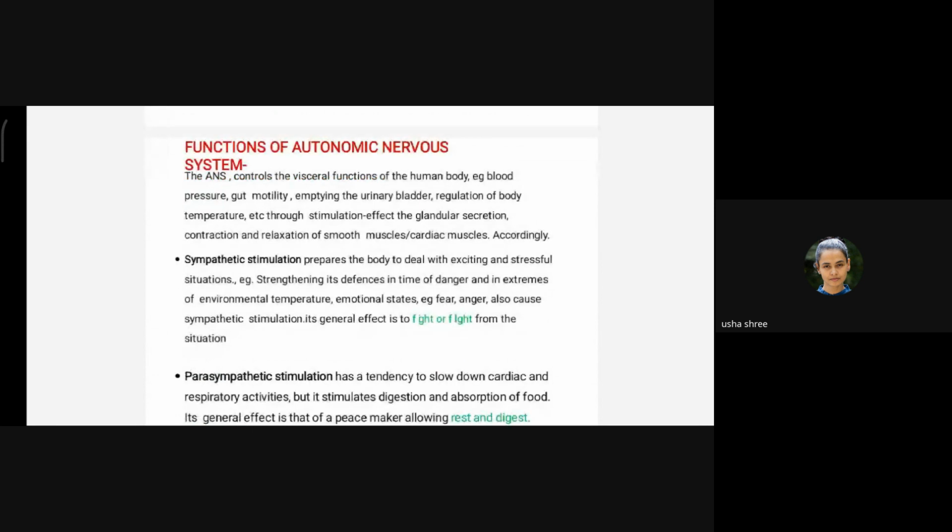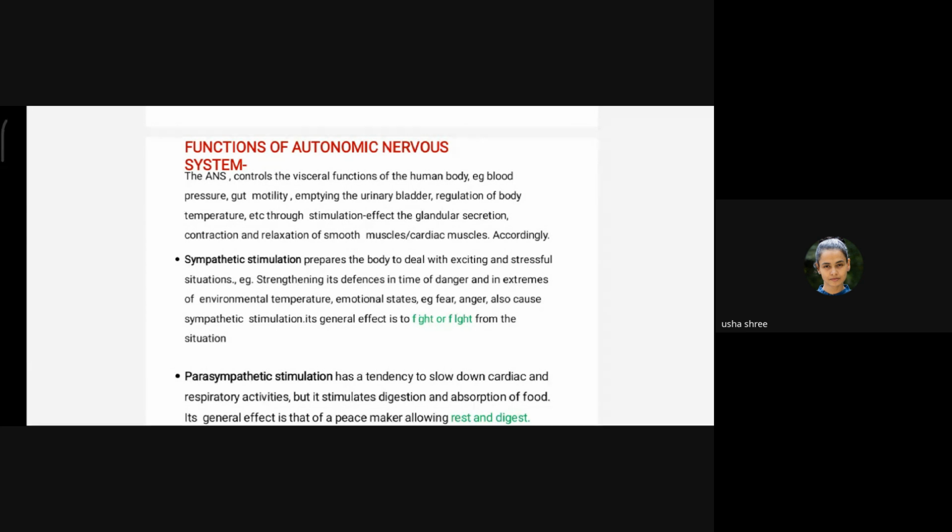Functions of the autonomic nervous system: the ANS controls visceral functions of the human body. For example, blood pressure, gut motility, emptying the urinary bladder, regulation of body temperature, etc., through stimulation effect and glandular secretion, and contraction and relaxation of smooth muscles and also cardiac muscles accordingly.